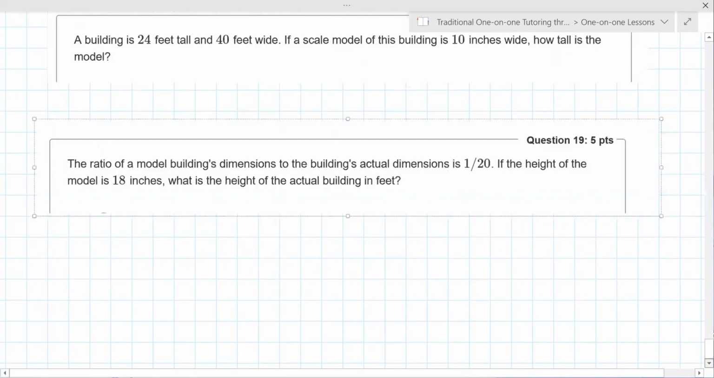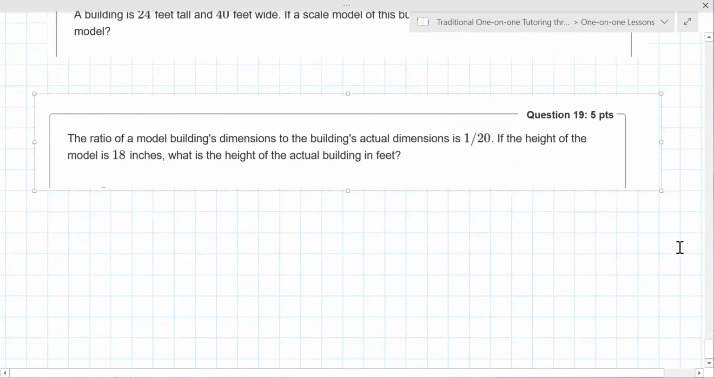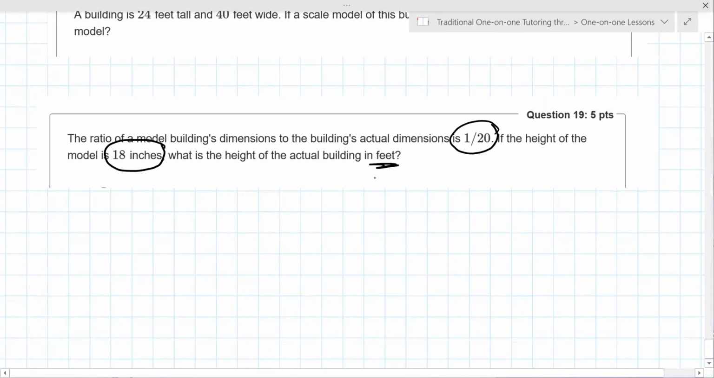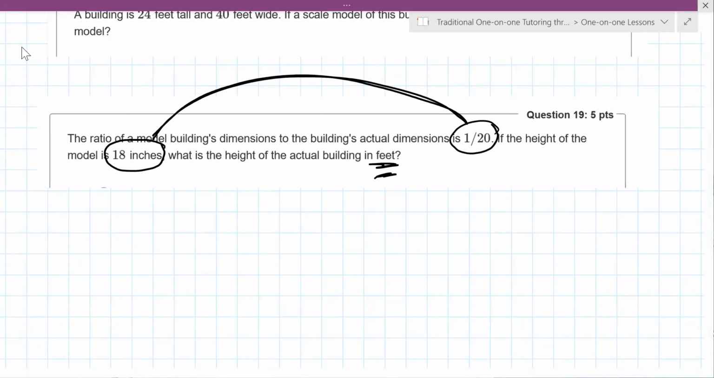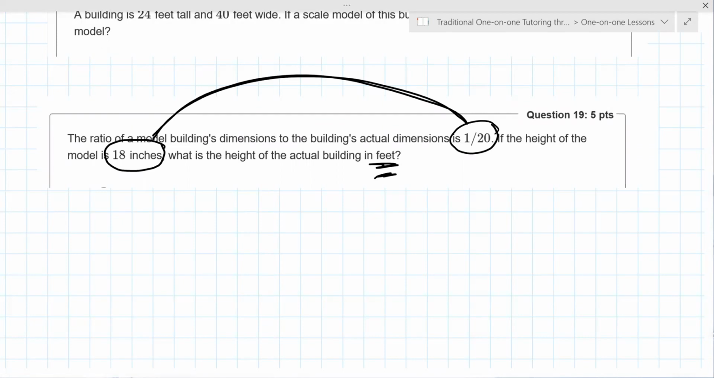You've got to be careful here. It's telling you that this is the scale factor and this is the model. But they want the answer in feet. So when you manipulate these, your answer is going to be in inches, and then you need to convert it to feet. So I'll have to multiply that or... Yes. Okay.